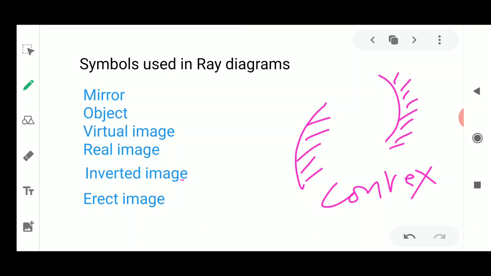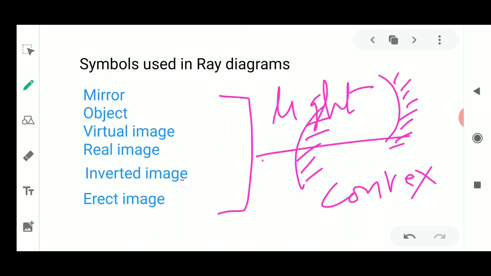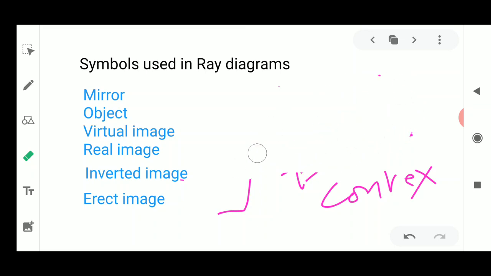Now what do you mean by ray diagrams? Ray diagrams are the combination of all these symbols, used to show the various light rays coming from the source and how they behave after striking the mirror. We have different positions for representing the object, which are placed at various positions in front of various types of mirrors, especially these two, the concave and the convex mirror. I'll just show you.